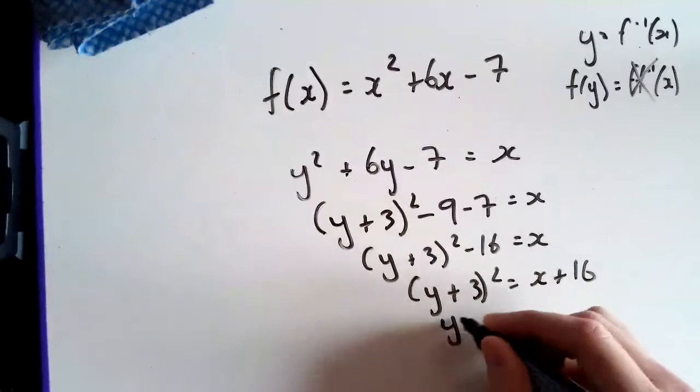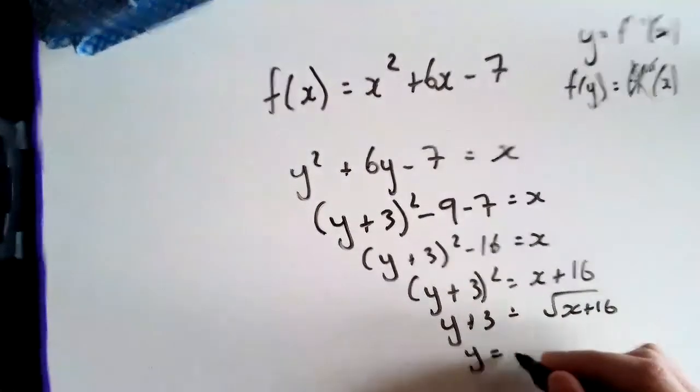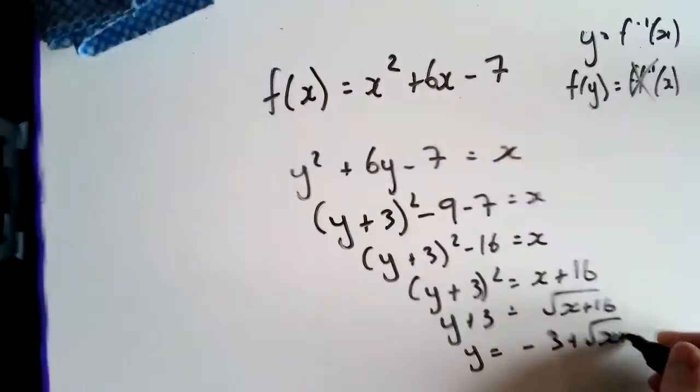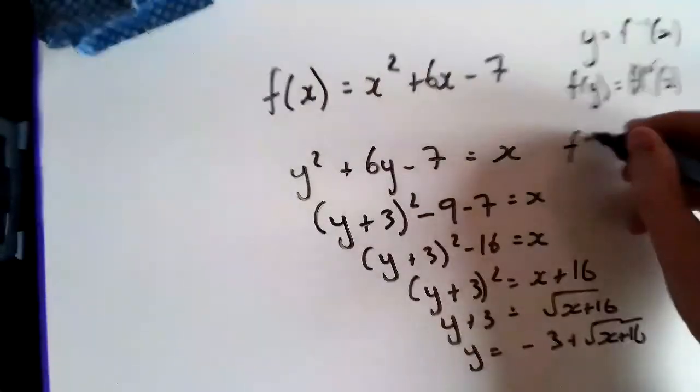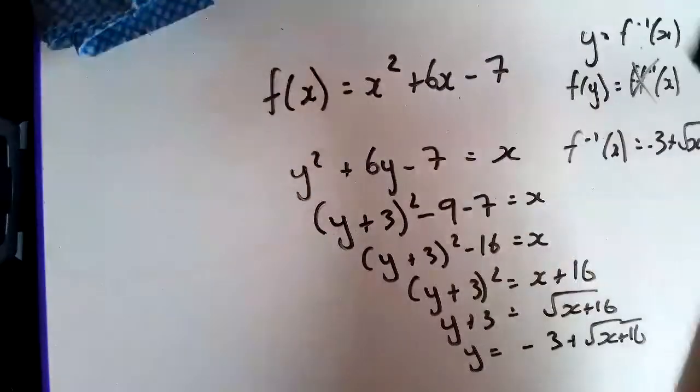square root both sides, and take away 3 from both sides. There you go, so the inverse is minus 3 plus root x plus 16.